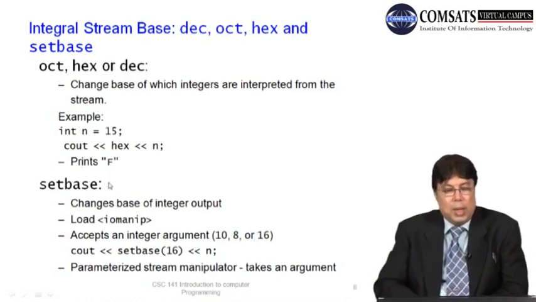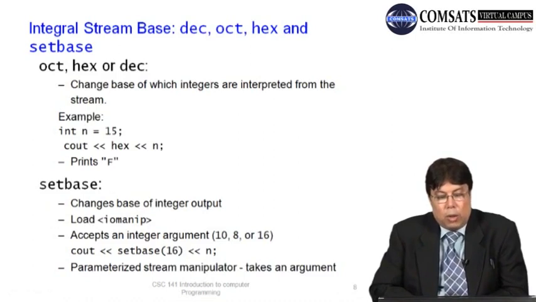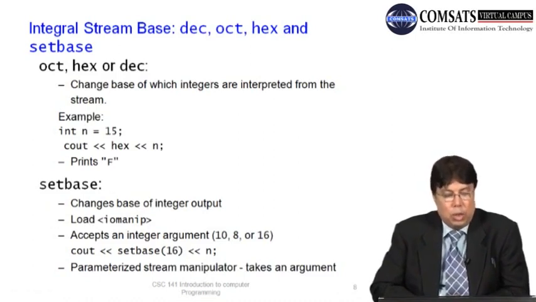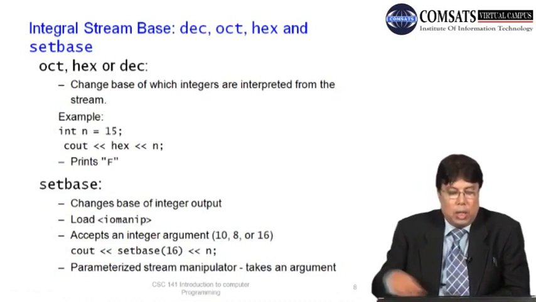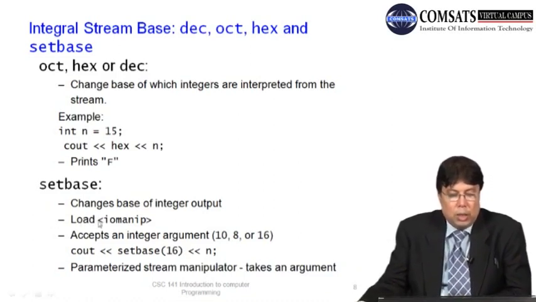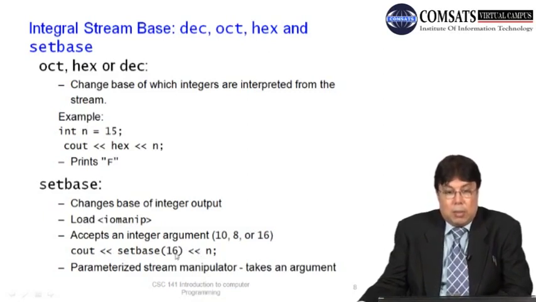You can also set the base, so you can change the base of the integer output. For this you include the iomanip header file, and then you can just use cout setbase 16. 16 means hexadecimal, so this is the same thing. You can use that setbase function, and it carries out the same setting.